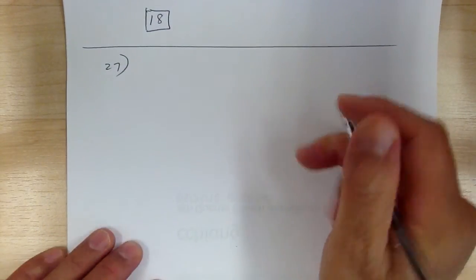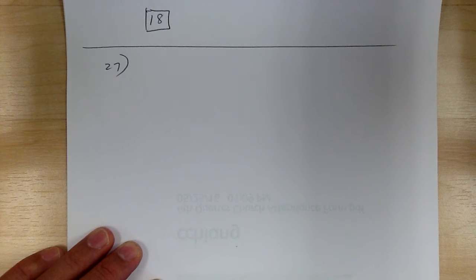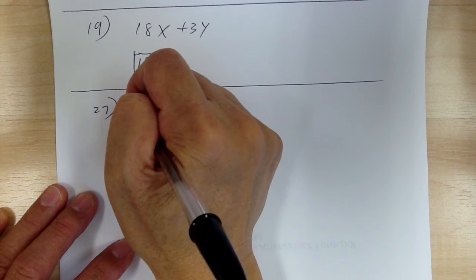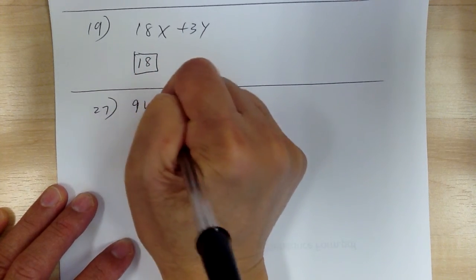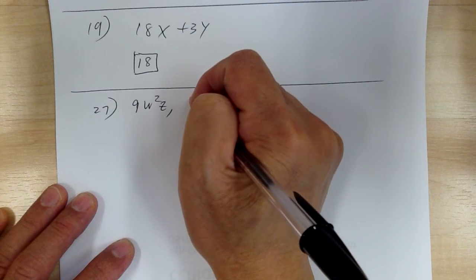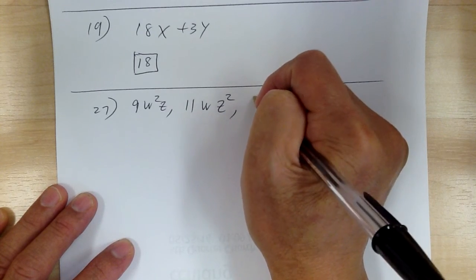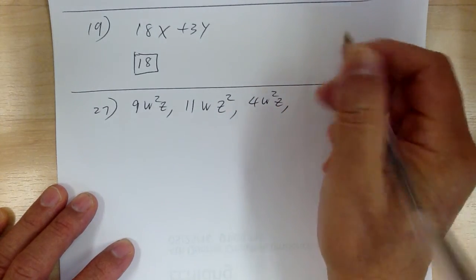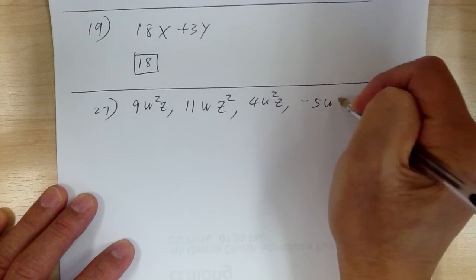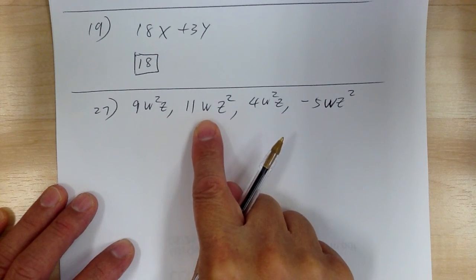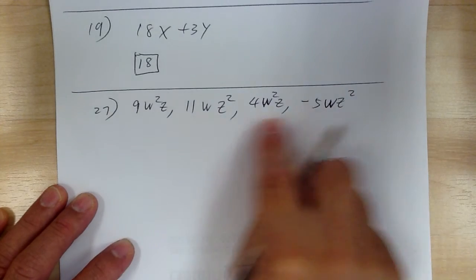Okay, so number 27, they want you to simplify everything and arrange in order if necessary, and you tell if they are all like terms or not. So the first one is 9w squared z, so that one's already fine. The second one, you have to combine the z's, so it becomes 11w z squared. The third one is 4w squared z, so that one does not change. The next one is negative 5w z squared, so that one is fine. So the only one you have to combine to simplify is the second one. So that's the first part. You have to simplify each one as much as possible.